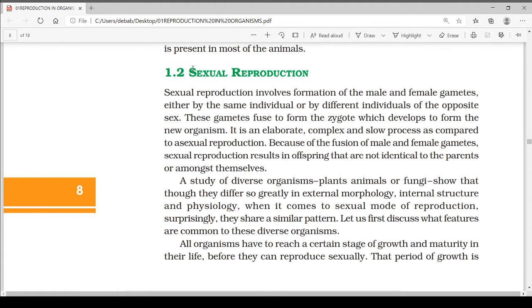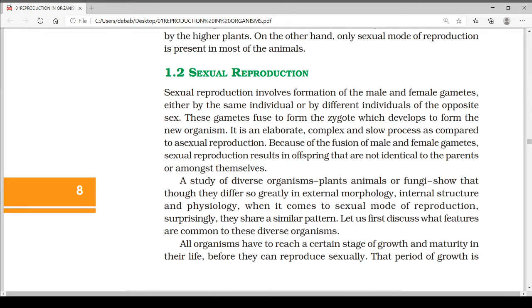Today we'll be starting from the topic sexual reproduction. Sexual reproduction involves the formation of two types of gametes, that is male and female gametes, either by the same individual or by different individuals of the opposite sexes. These gametes fuse to form the zygote, which develops to form a new organism. It is an elaborate, complex, and slow process as compared to asexual reproduction.